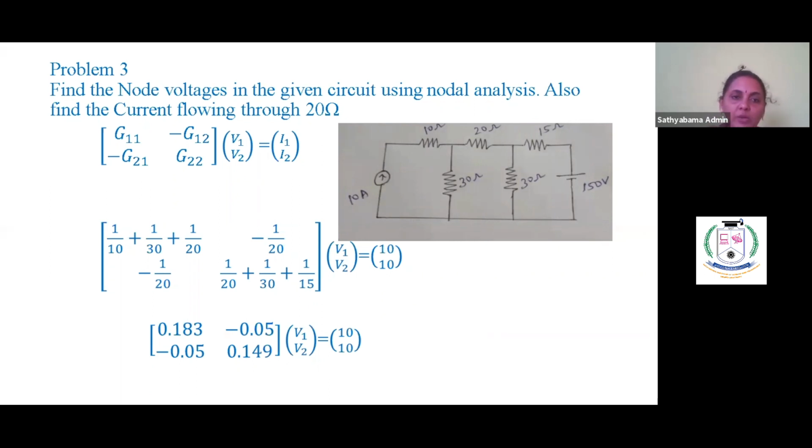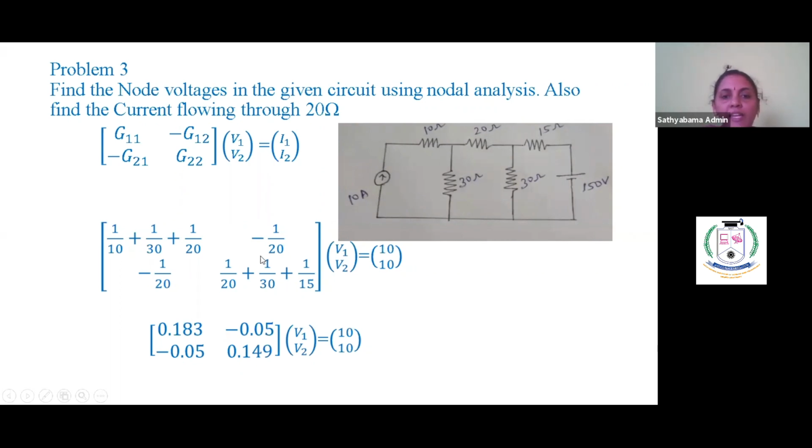Now, see here also note. Here you have a current source and here you have a voltage source. So whenever you are putting the current alone, you have to change this voltage source into a current source and substitute there. Clear? So G11, I told you, is going to be the conductance of the first node. So conductance of the first node, check here: 1 by 10 plus 1 by 30 plus 1 by 20. These are the resistors connected here.